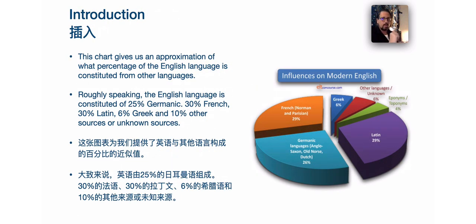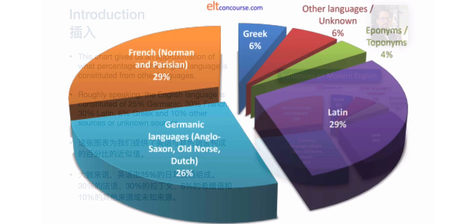Here we see in this chart an approximation of what percentage of the English language is constituted from other languages. Roughly speaking, the English language is constituted of 25% Germanic, 30% French, 30% Latin, 6% Greek, and 10% of other sources, other origins. Okay?